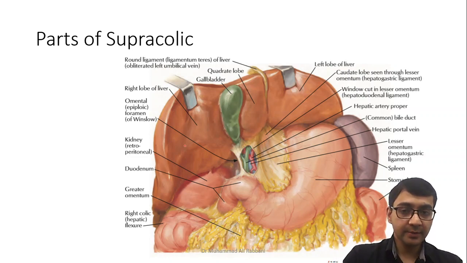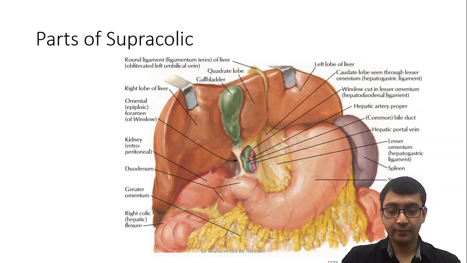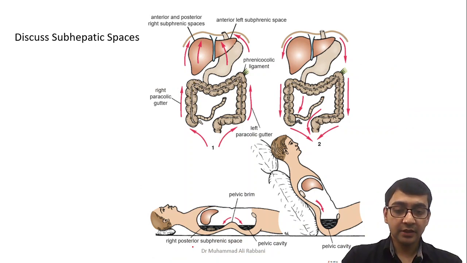The right posterior subphrenic space is between the liver anteriorly and the kidney, which you can see posteriorly. So it is also known as the hepatorenal pouch. It has a very important clinical significance: the right posterior subphrenic space is also known as the subhepatic space, also known as the hepatorenal space.